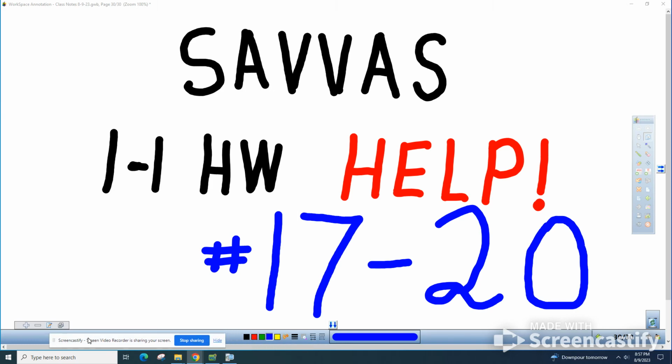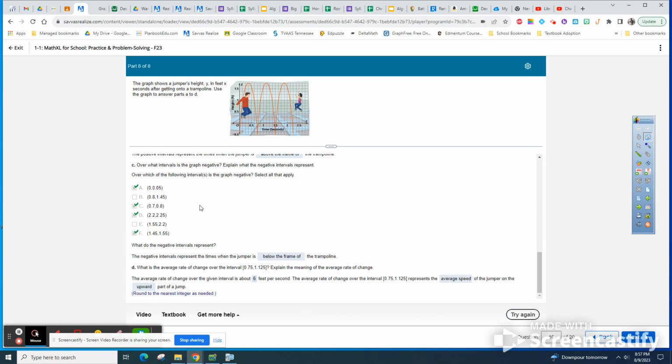And we're continuing to work on this first section. We got cut off on the previous section on number 16. I'm trying to finish that up, and then we're going to do 17 through 20. Okay, so let me close this down, and hopefully we can finish this guy off.